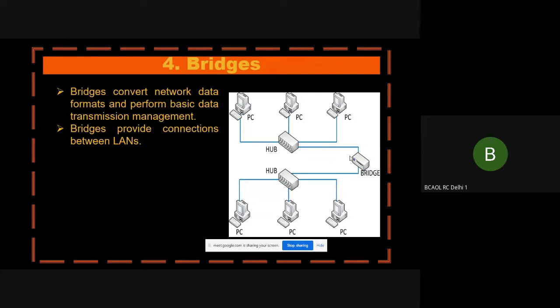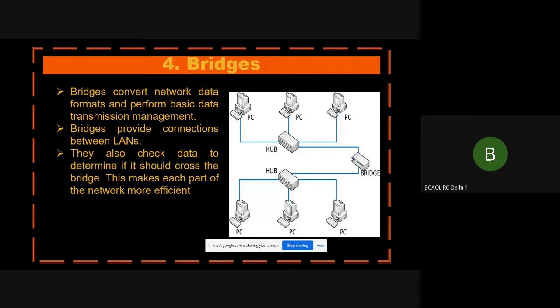So not different networks, same network. Do you understand? If you have the same kind of network like a LAN, local area network, then it can connect both the LANs together, or 3 or 4 LANs together. So that is a bridge, right? They also check data to determine if it should cross the bridge. This makes each part of the network more efficient.